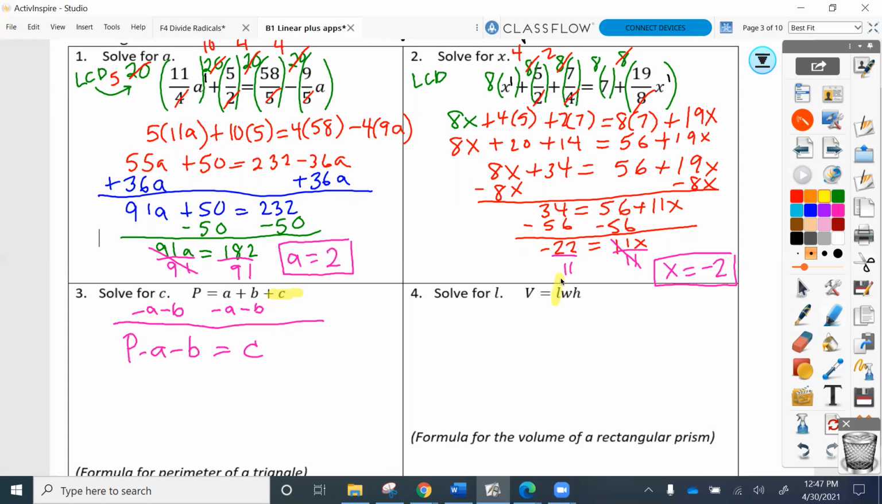So here's L. Now what's near L is the W and the H, and they're being multiplied. So to get rid of them, the reverse of multiplication is just division. So we're going to divide both sides by the things you're trying to get rid of. So these cancel out, and you're just left with V over WH is equal to L.